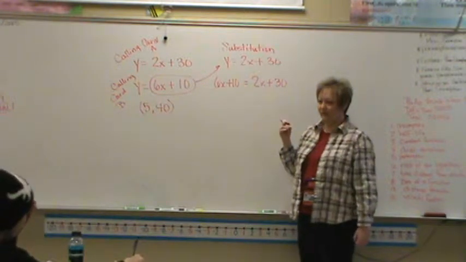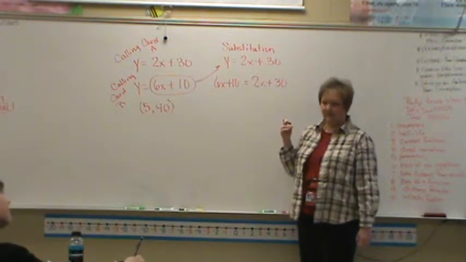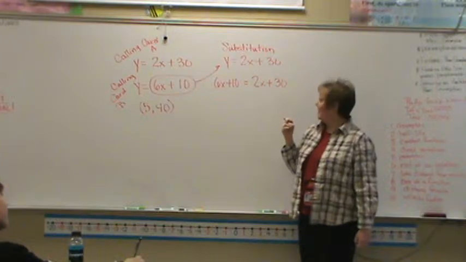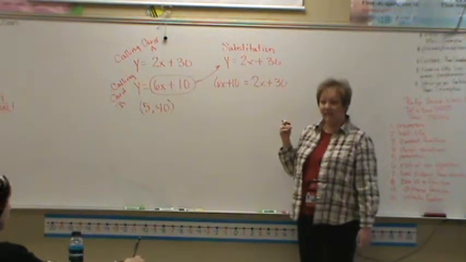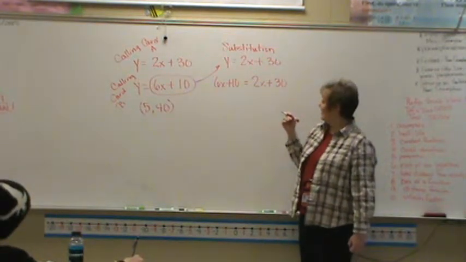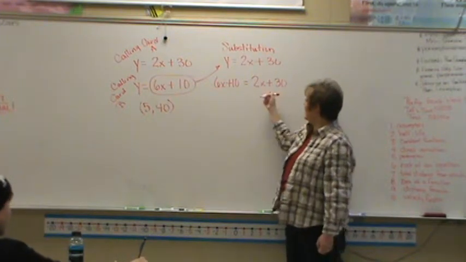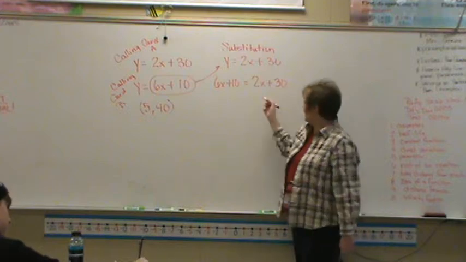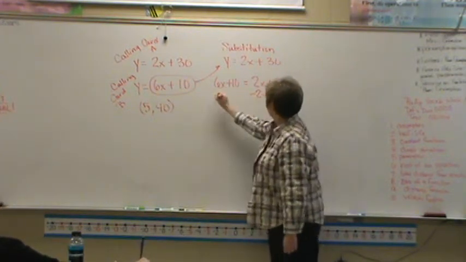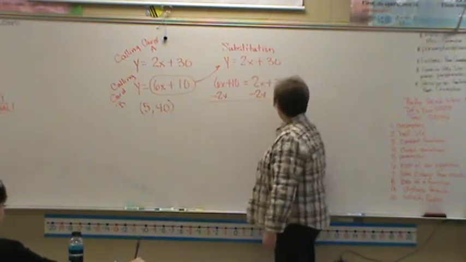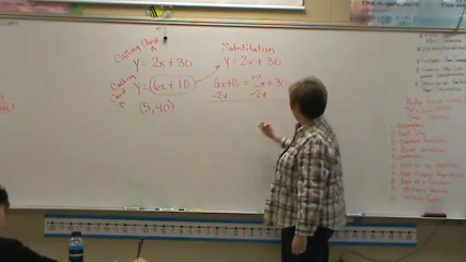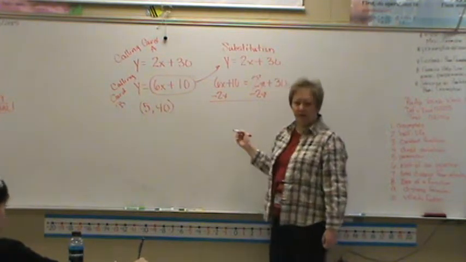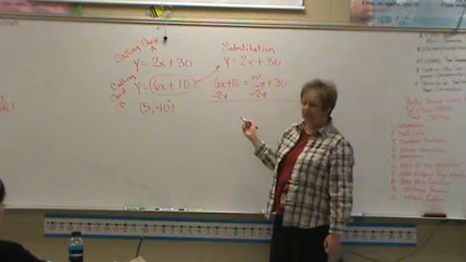What do I do? Work it out. If I want both of the x's on the same side, how do I do that? Do you want to subtract 6x or 2x? Which would be the best to subtract? Subtract 2x. Yes. Okay, and when I subtract 2x, it's gone from here. What am I left with?